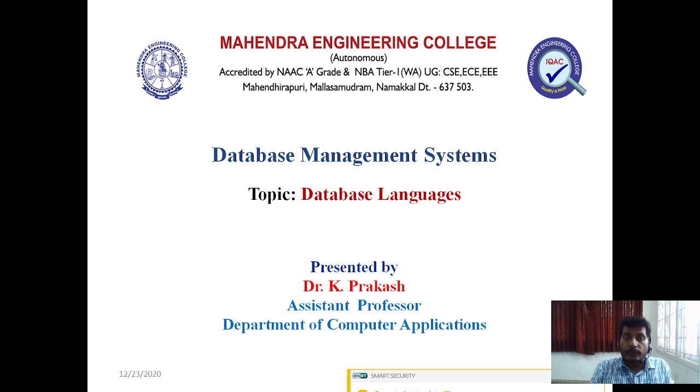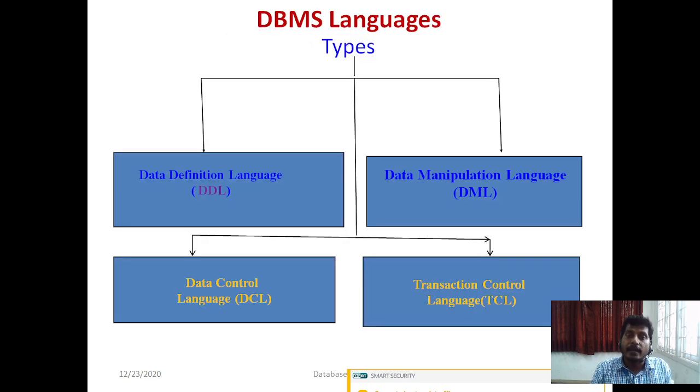A database is a collection of information organized in such a way that we can select a particular piece of data from it. That is done using database languages. Database languages can be classified into 4 types: the first one DDL, the second DML, the third DCL, the fourth TCL. DDL stands for data definition language, DML for data manipulation language, DCL for data control language, and TCL for transaction control language.